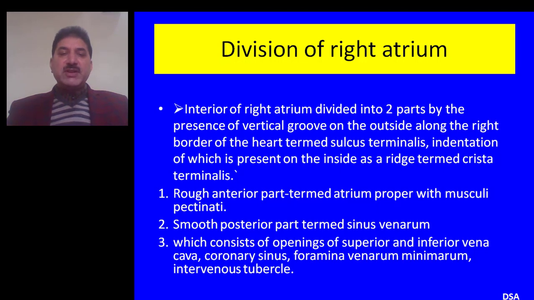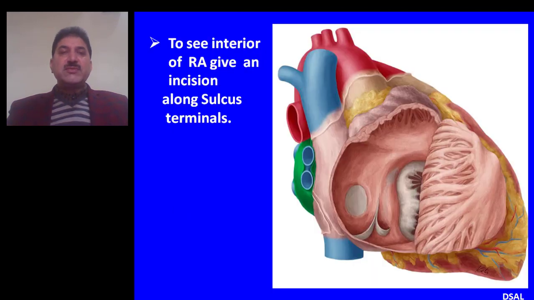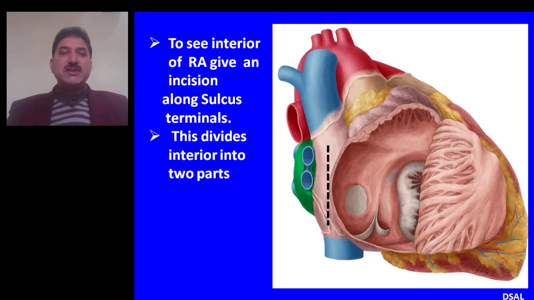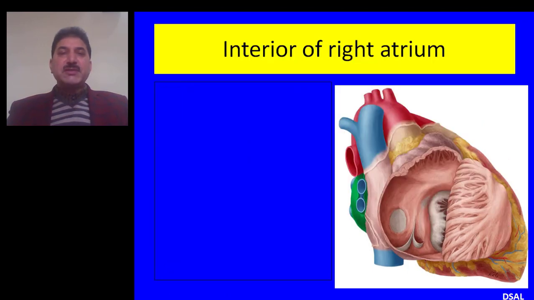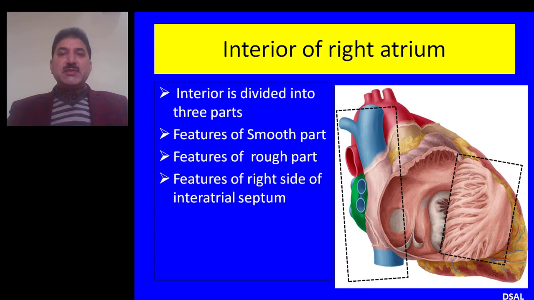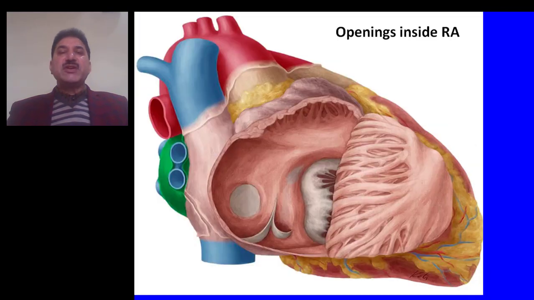and intervenous tubercle. To see the interior of the right atrium, give an incision along the sulcus terminalis. This divides the interior into two parts, the smooth posterior part and the rough anterior part, as shown in this figure. For the purpose of description, the interior of the right atrium is divided into three parts, as shown in this diagram. What are the various openings inside the right atrium?